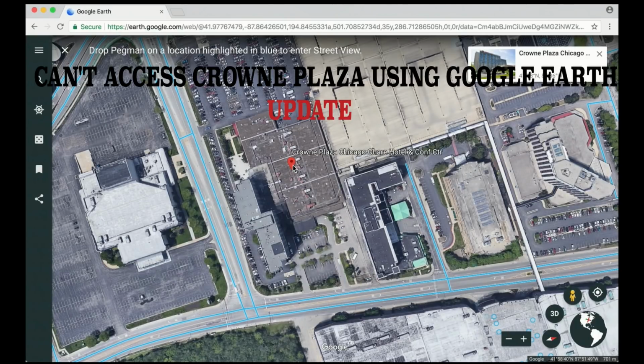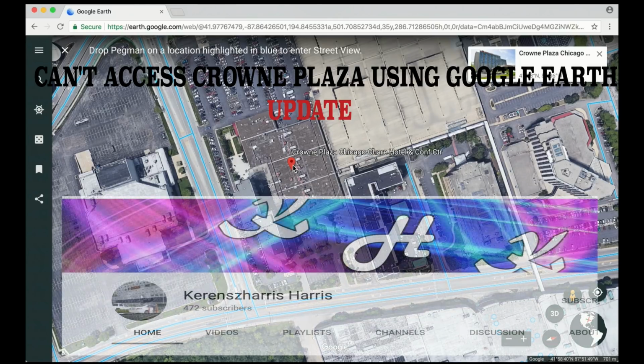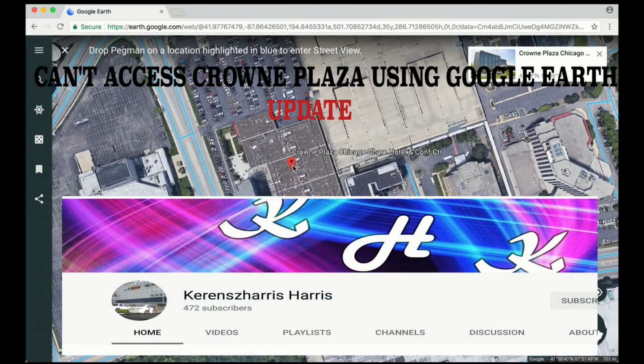This is just a little update on my Google Earth issue. I still cannot get into Google Earth. Don't know what the problem is, but I want to say thank you to Karen Harris for helping me out and talking to me about it. And she actually phoned Google Earth up, which you can see in the comments section. And they didn't know what the issue was.